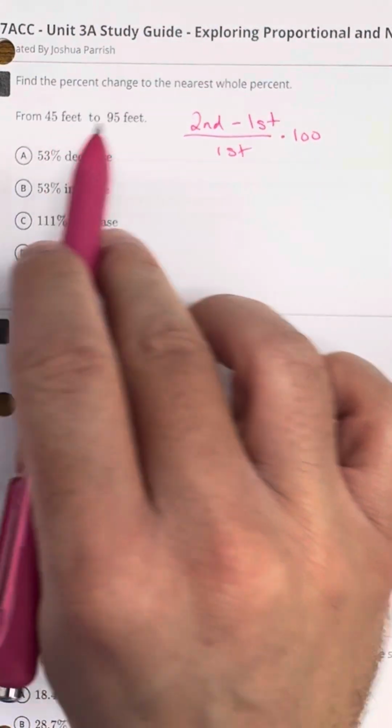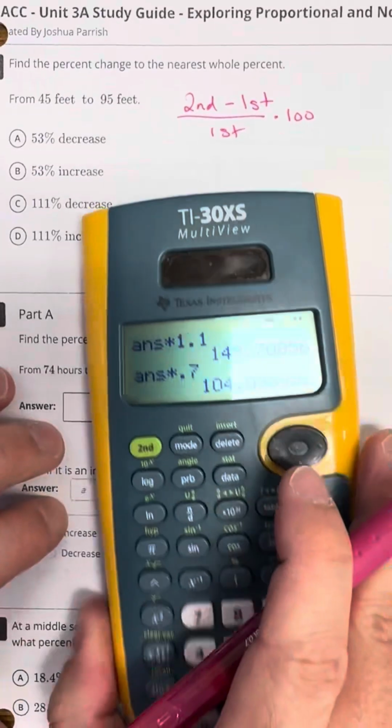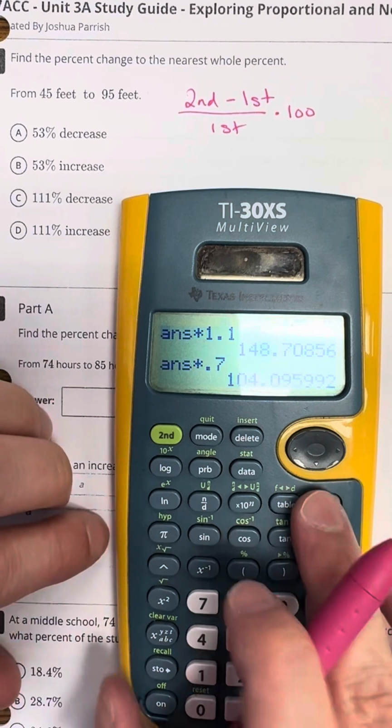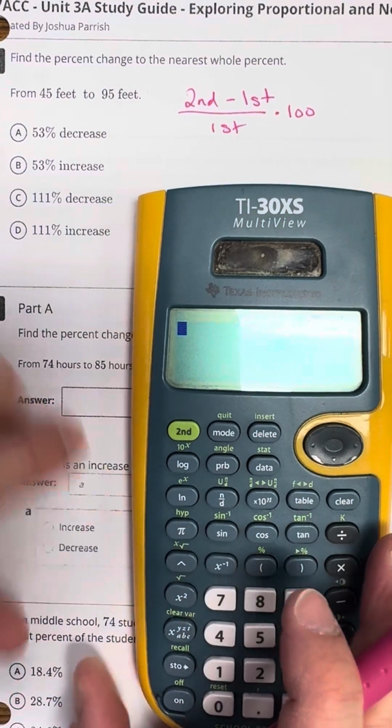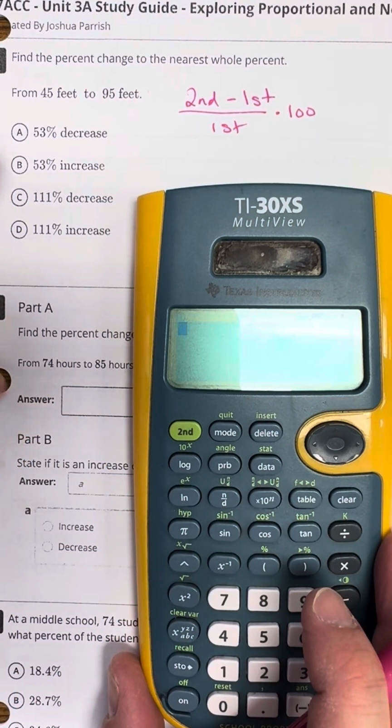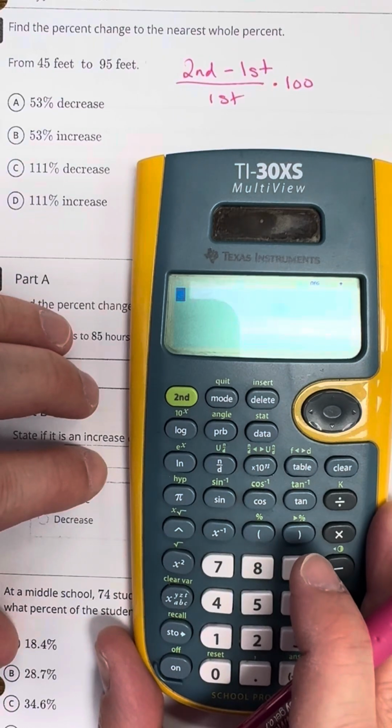So I'm going from 45 to 95 feet. Now one thing to keep in mind as well is I'm increasing here, right? So this is going to go uphill, so it's going to be an increase. So you can immediately know it's not a decrease. Well, let's go ahead and put the numbers in.